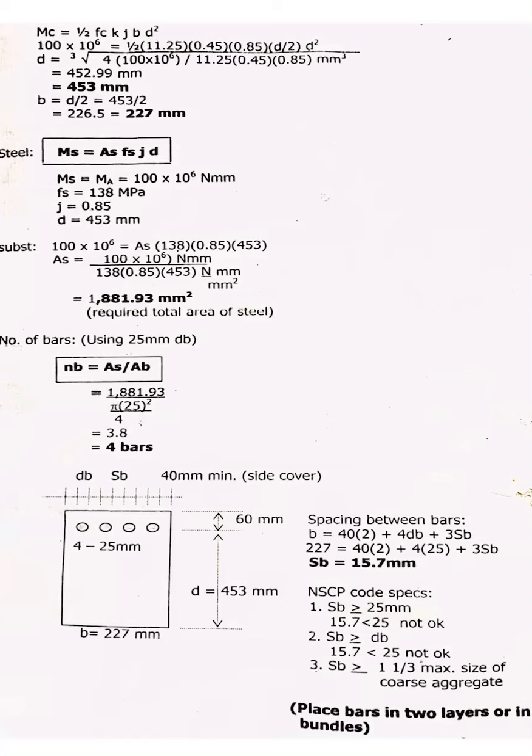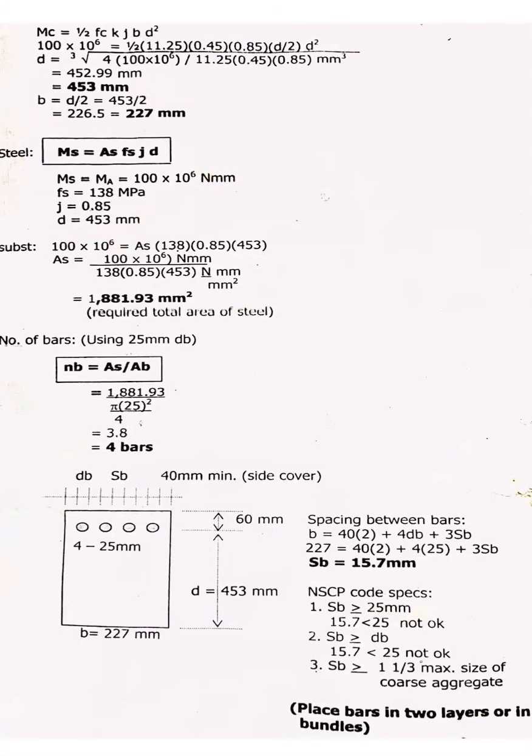To solve for the number of bars, we will have the steel resisting moment. Okay, so the formula for resisting moment of steel is MS equal to AS FS J D. So let's also equate our MS equal to MA, which is equal to 100 times 10 power of 6 Newton millimeter. And then our FS given, that is 138. And then J, you have 0.85. We already computed J. Then D is 453.